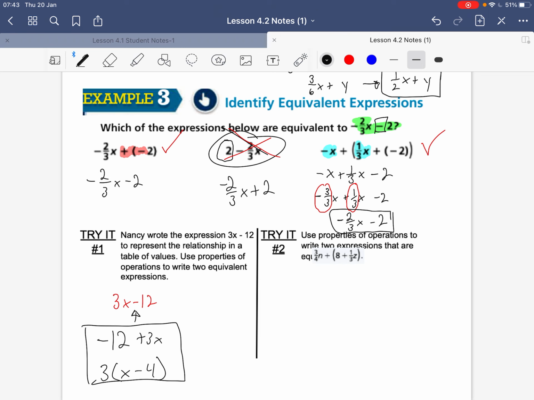Number 2, use the properties of operations to write two expressions that are equivalent to 3 over 4n plus 8 plus 1/3 z. So we'll rewrite this. Well, we could just have 3 over 4n plus 8 plus 1 over 3z. That is equivalent. We're just changing the association, the grouping. And another one, we could rewrite the order, 1 over 3z plus 3 over 4n plus 8. These two are equivalent. We have just changed the order because commutative means to commute, which means to move.